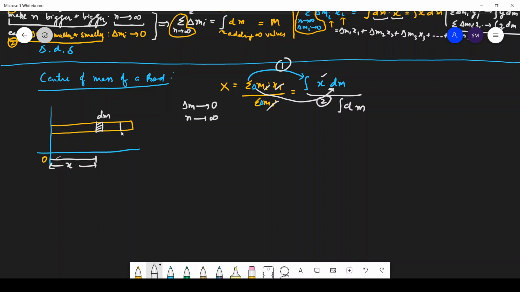Now there will definitely be other masses also, at different distances from the origin. So I am going to add all of them, all the infinite dms. Is this okay? Now how to add them, this is what we need to learn. We have understood the meaning of x dm. Have you understood? Excuse me, sir.